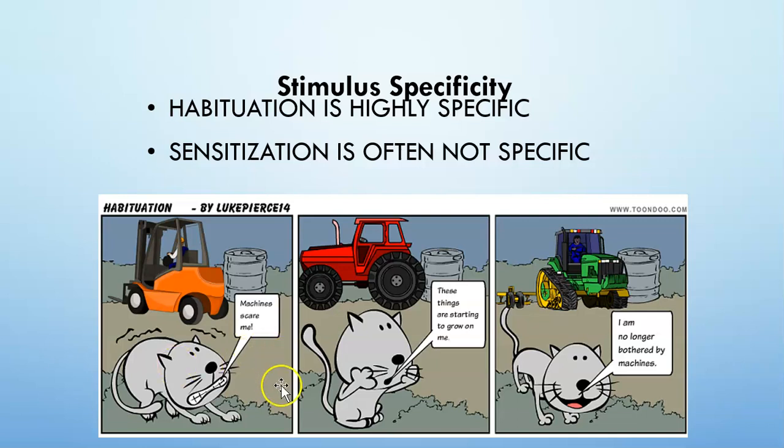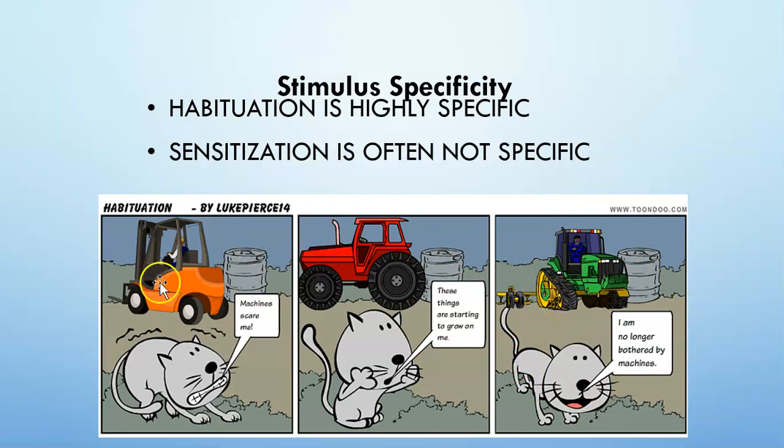For example, here we've got a cartoon of habituation where a cat lives around a bunch of machines, and they're very scary. When you first hear a machine, it's super scary. But as the cat lives around these machines, the sound isn't as startling. They start to grow on the cat, and then the cat is no longer bothered by the sound. So the cat has learned over time that these loud machines aren't scary, that it doesn't need to be scared of them.